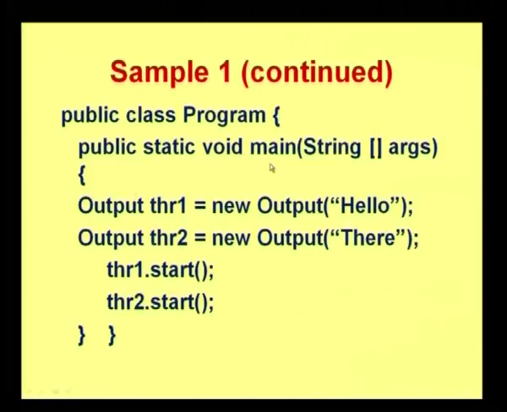You can see you have a main method. Inside my main method I am creating two threads. The first is a new output of hello. I have a thread which has a string value hello assigned to its variable, and then I have another thread in which I have assigned a value called there. Now I start this particular thread. I start the first thread and then I start the second thread.